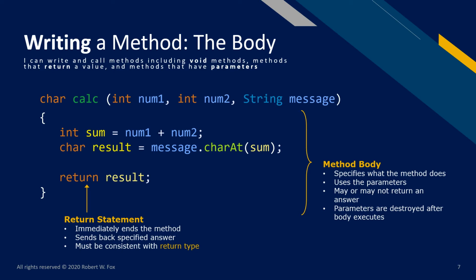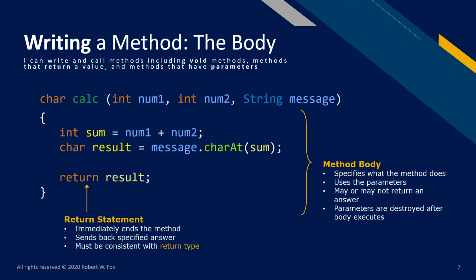The final thing with the return statement is that it must be consistent with the return type. So in the method header, we specified that the method would return a character, and so that's what we have to do down here. If we said string, we'd have to return a string. If this said int calc, we would have to return an int. Must be consistent with the return type.